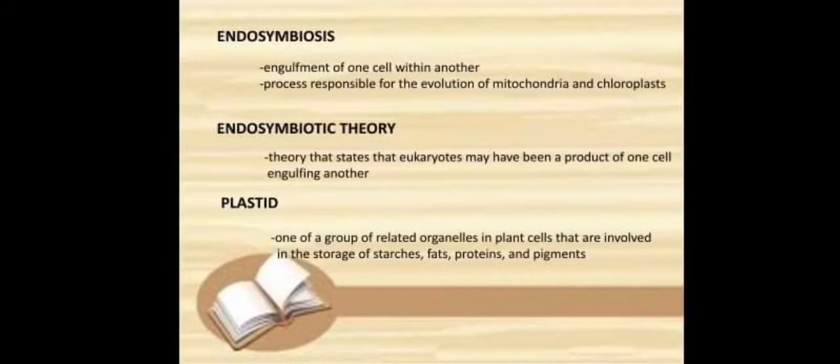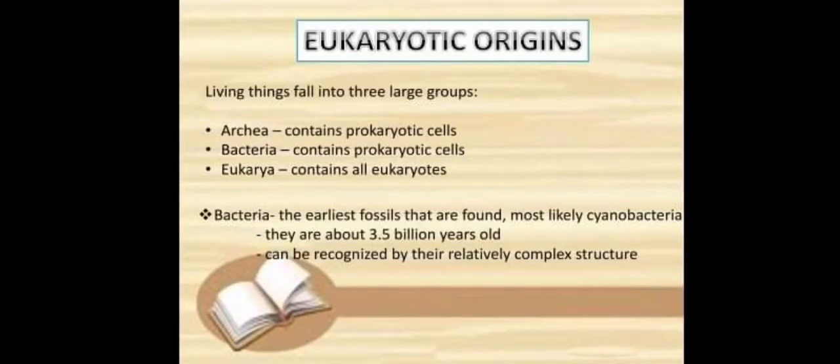Another term is plastid, one of a group of related organelles in plant cells that are involved in the storage of starches, fats, proteins, and pigments. So now, I am hoping that our discussion will be much easier because I already gave you some complex words. Now let us start.